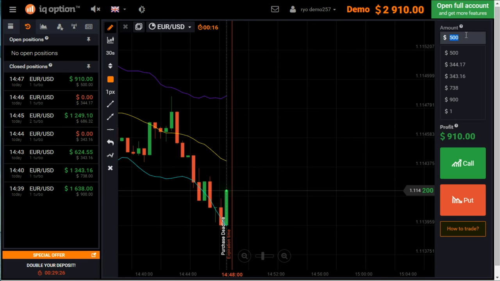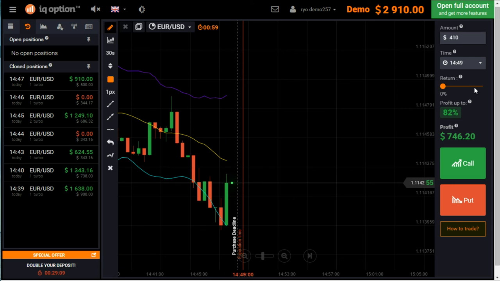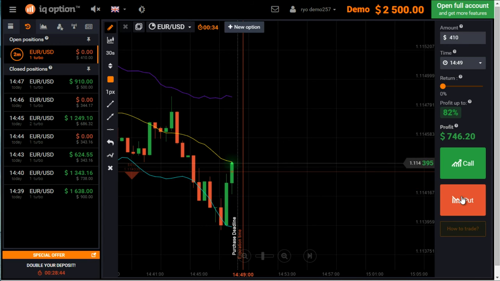And this has reversed. But again, I'm changing the trading amount to 410 so that even if I lose, I maintain the 2500 balance. If I win, it's going to be over 3000. I'm just still checking because the previous green could still be a resistance. Maybe it's gonna go down again. I'm just checking, waiting. I decided it still hasn't reversed.